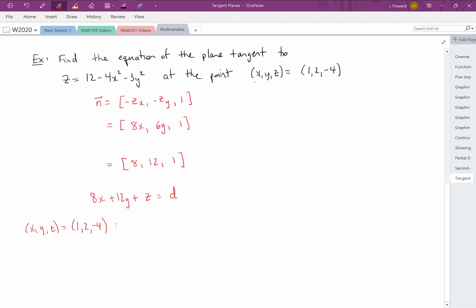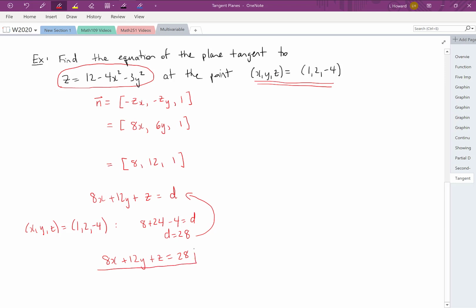Incidentally, sometimes in this type of problem, they'll just give you an x and y coordinate as opposed to a z coordinate. If you just had x and y, you could figure out z just by plugging into the formula for your surface. So if you just knew that x was 1 and y was 2, you could figure out z equals negative 4. Subbing in x, y, and z there, let's see what we get. 8 plus 24 minus 4 gives us our d value. So in other words, d is 28. We can then plug that back into the equation to get our final version of our tangent plane: 8x plus 12y plus z equals 28. That is the unique tangent plane that comes in, just touches the surface at this point, 1, 2, negative 4.